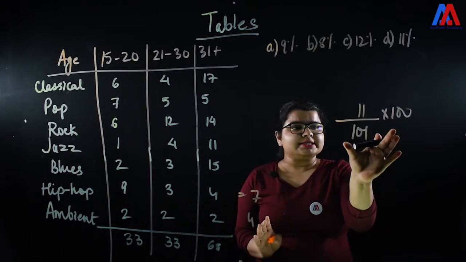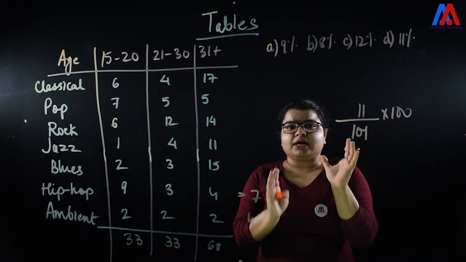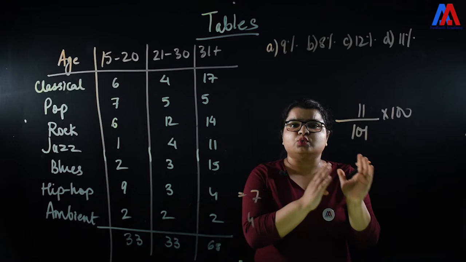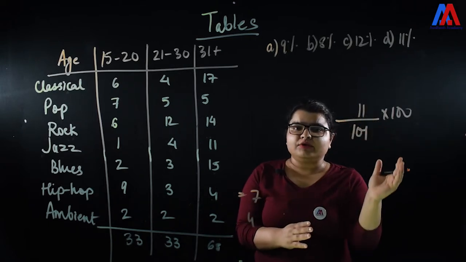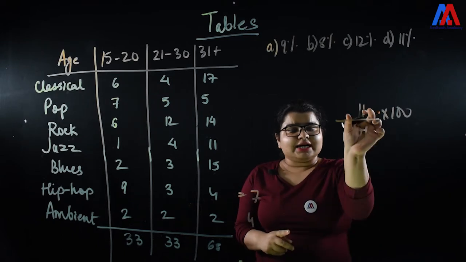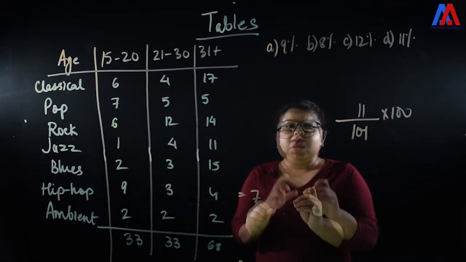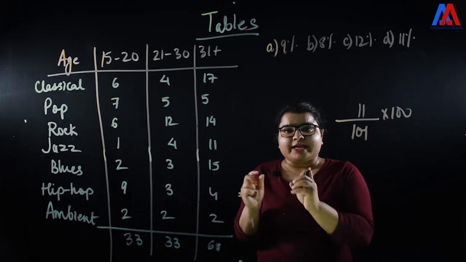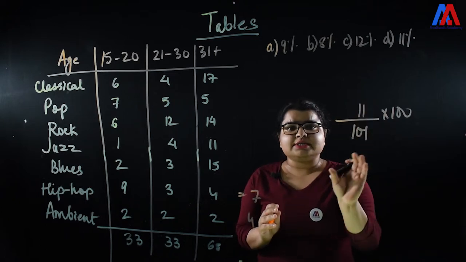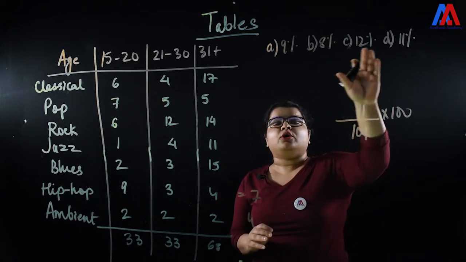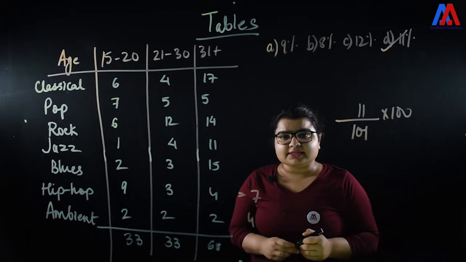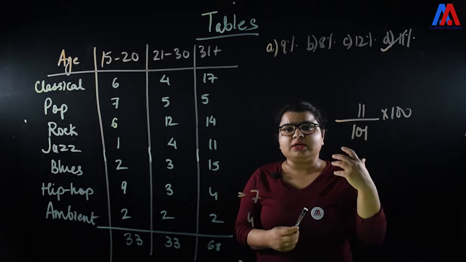Now just looking at this makes you understand that your answer should be near 11% because 100 upon 101 is very close to 1 and 1 into 11 would be somewhere around 11 only. But you also notice that the answer would be slightly less than 11. So had you had closer options of 10.8, 10.9, 10.95, you must calculate this exactly. But since here we have options which are far away from each other, we can easily mark D as the correct answer and we need not find the actual percentage.